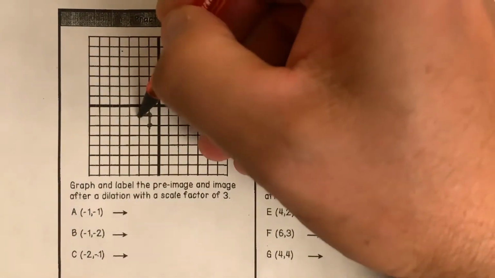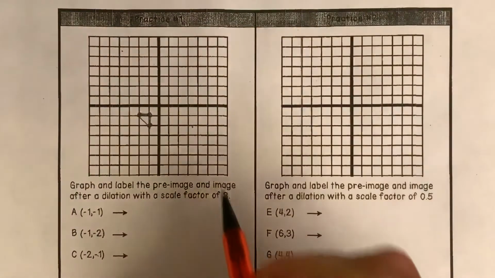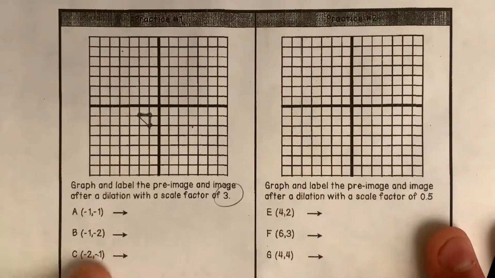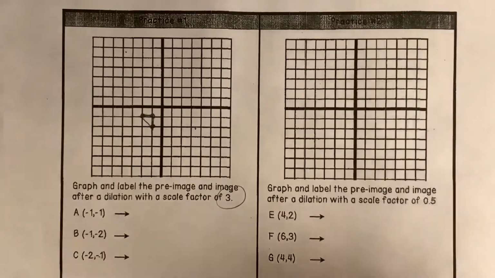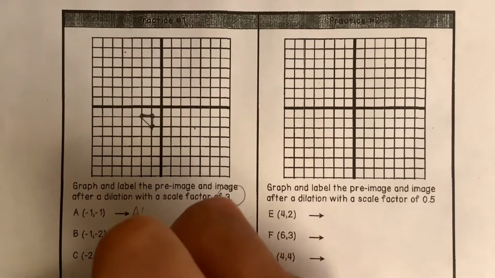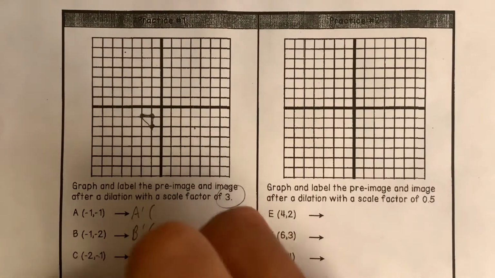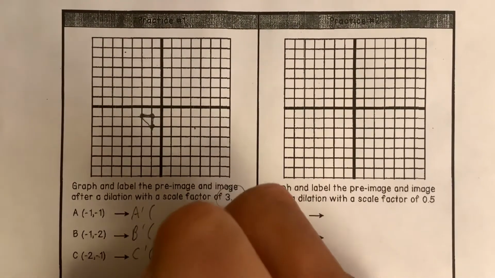See? Tiny. And it has a scale factor of 3. That means we're going to multiply each of the coordinates all by 3. So I'll say A prime, B prime and C prime are new dilated points.